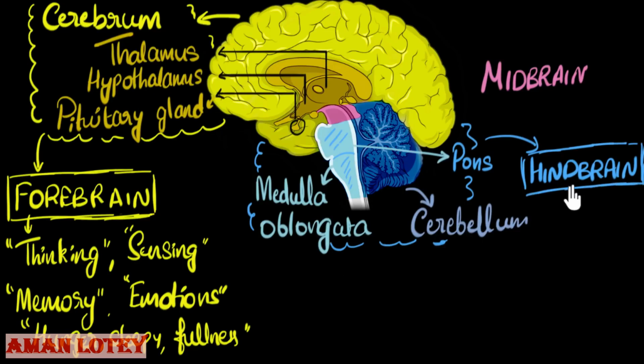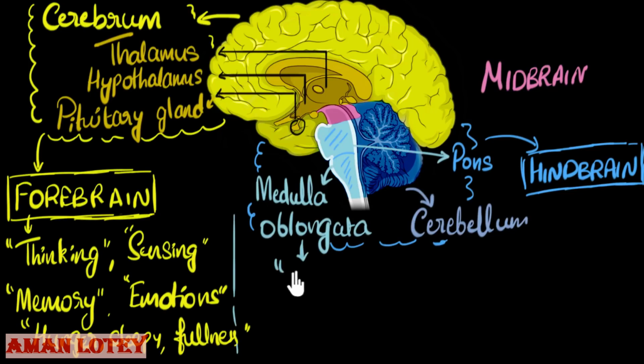So again, what are the functions of the hindbrain? We already saw it's involuntary, but let's look at the individual ones. Let's look at medulla oblongata and the cerebellum. These two are important for us. So what does the medulla oblongata do? Well, again, it controls most of the life-giving involuntary processes.